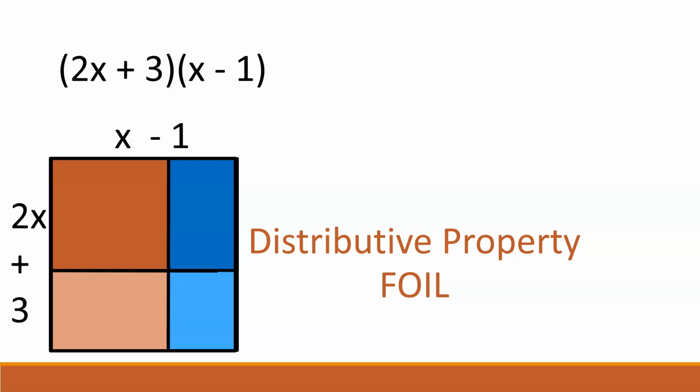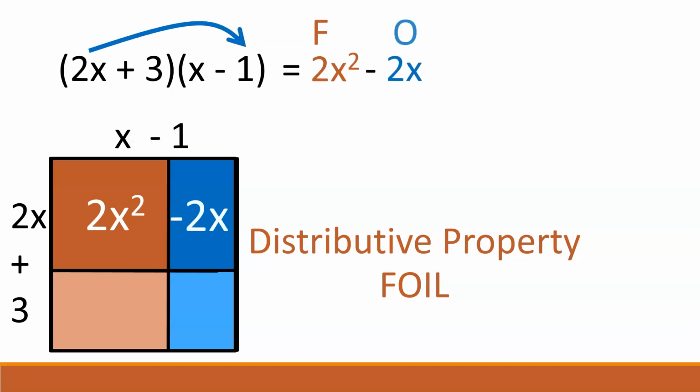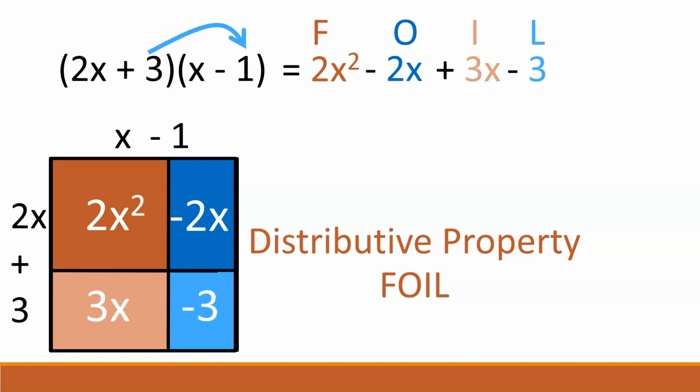So let's see, we need the first times the first, that's 2x times x, that's 2x squared. Then we need the outers, that's 2x times negative 1, that's negative 2x. We need the inners, which is 3 times x, or 3x. And then we need to multiply the last terms, 3 times negative 1 is negative 3. Okay, so far so good.